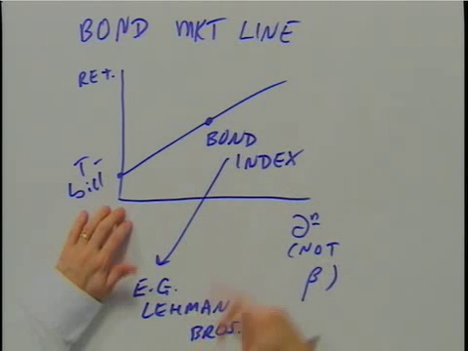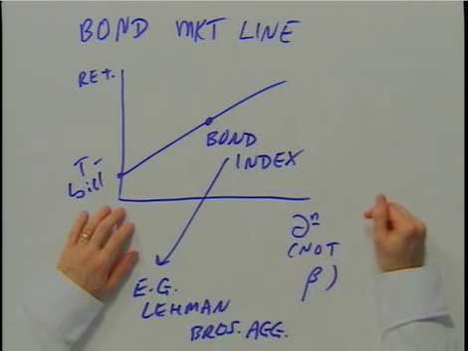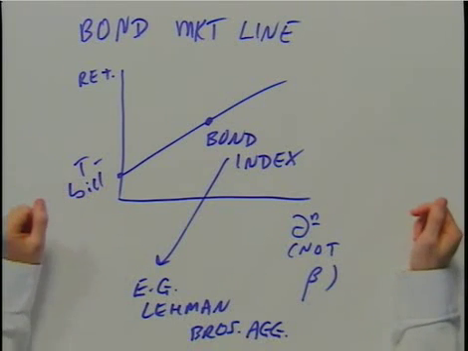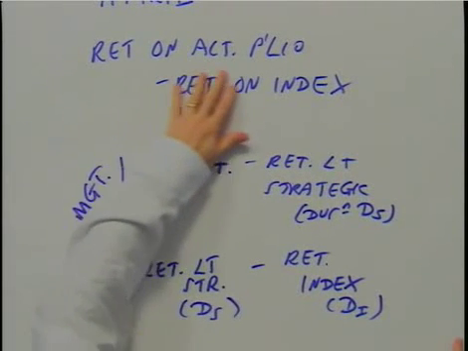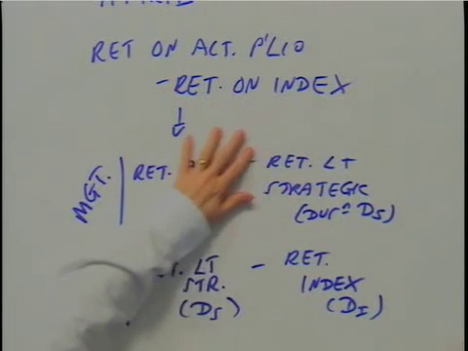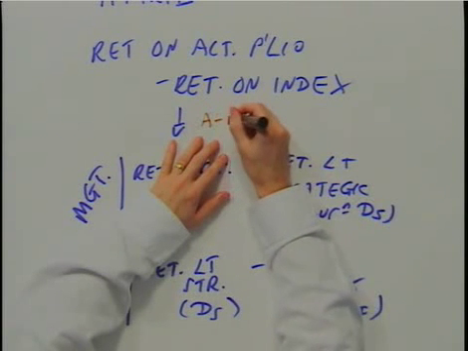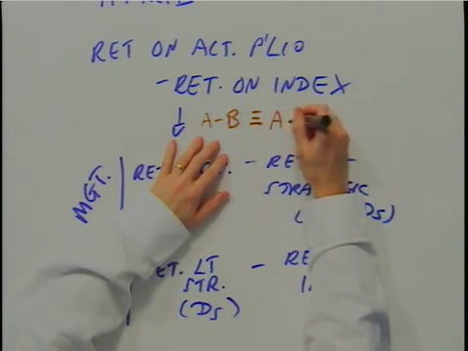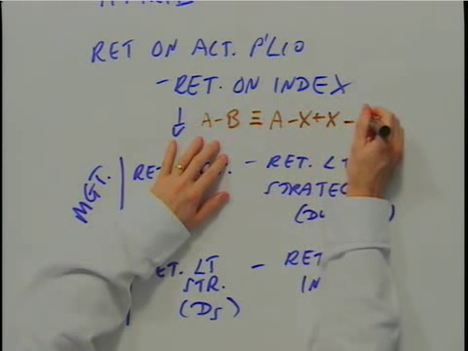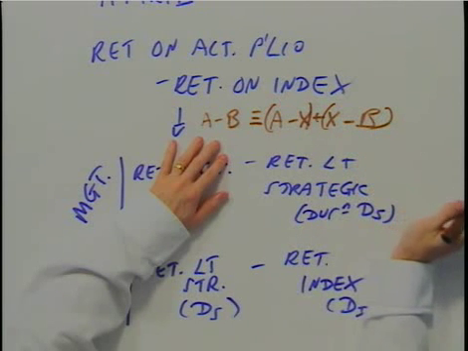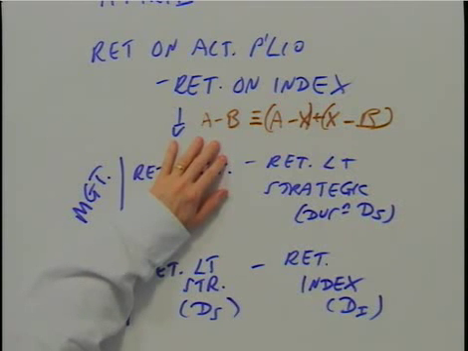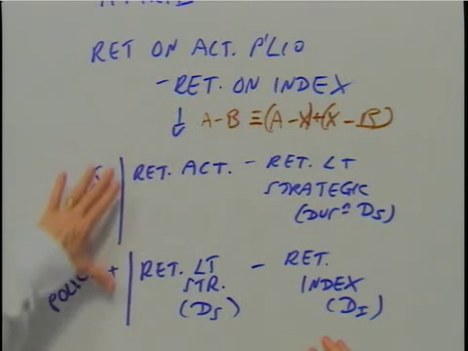So, for example, you'd be looking at either a Lehman Brothers aggregate type index or a Salomon Brothers index for the bond market line. Getting into more detail then on bond attribution, what we're trying to calculate now is the return on the actual portfolio less the return on the bond index. And we can use the concept A minus B is equal to A minus X plus X minus B. And then break down that equation into these two to understand attribution in more detail. That's the concept we're following. That equation up there is equivalent to this one down here.